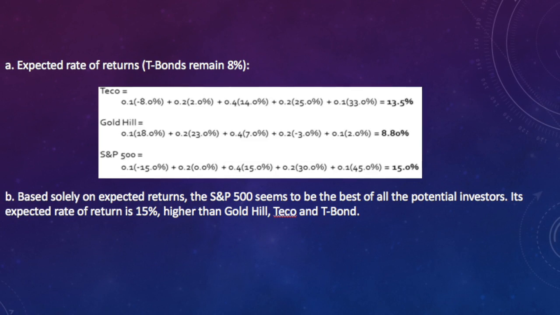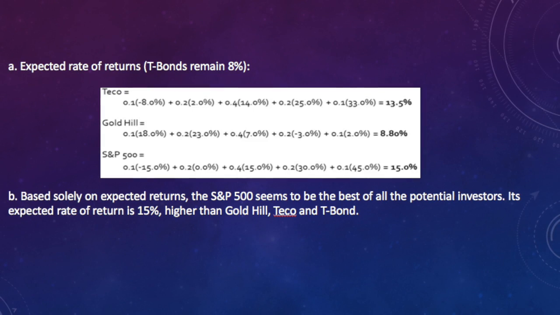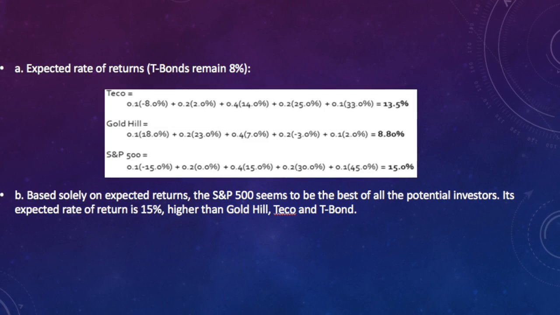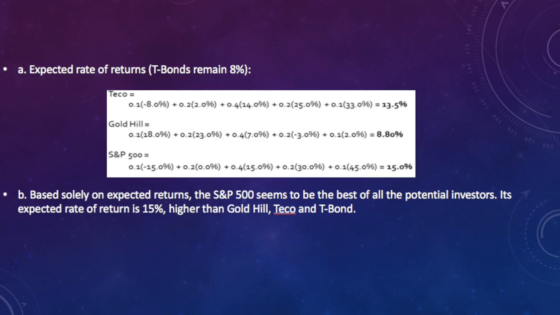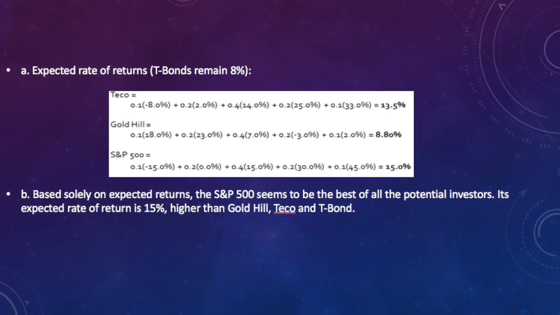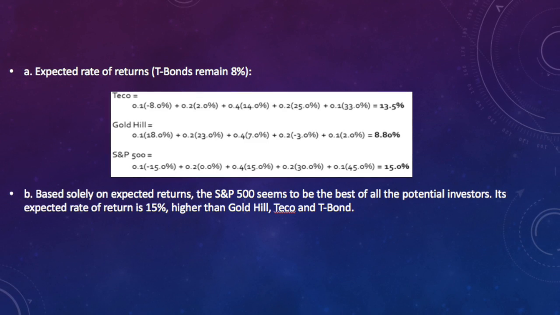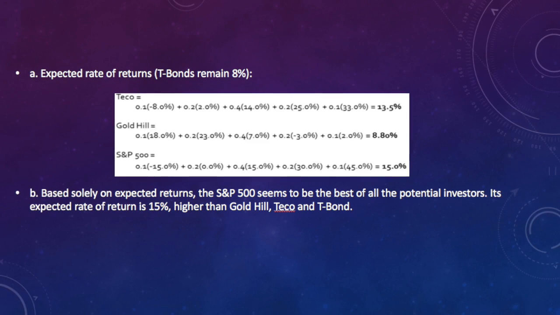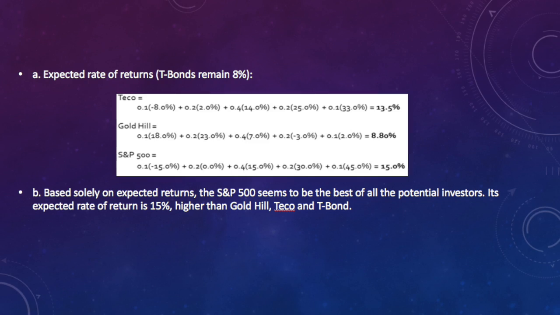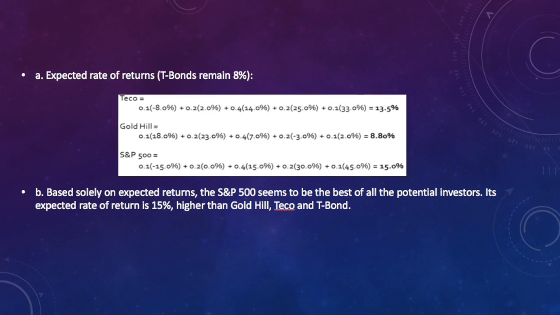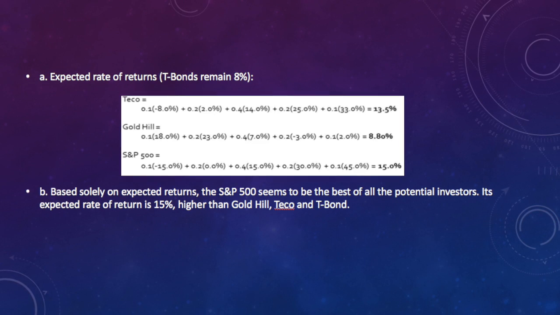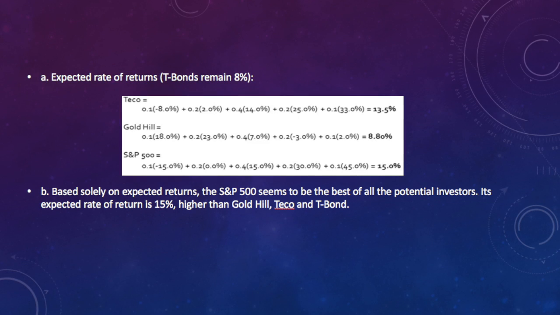In this question, we have to calculate the expected rate of the returns for TICO, Gold Hill, and S&P 500. So for TICO, I calculated a 13.5% rate of return. For Gold Hill, 8.80%, and S&P 500, 15%. And just based on these expected returns, the S&P 500 seems to be the best out of all for potential investors. Its expected rate of return is 15%, so it's higher than Gold Hill, TICO, and the T-bond.